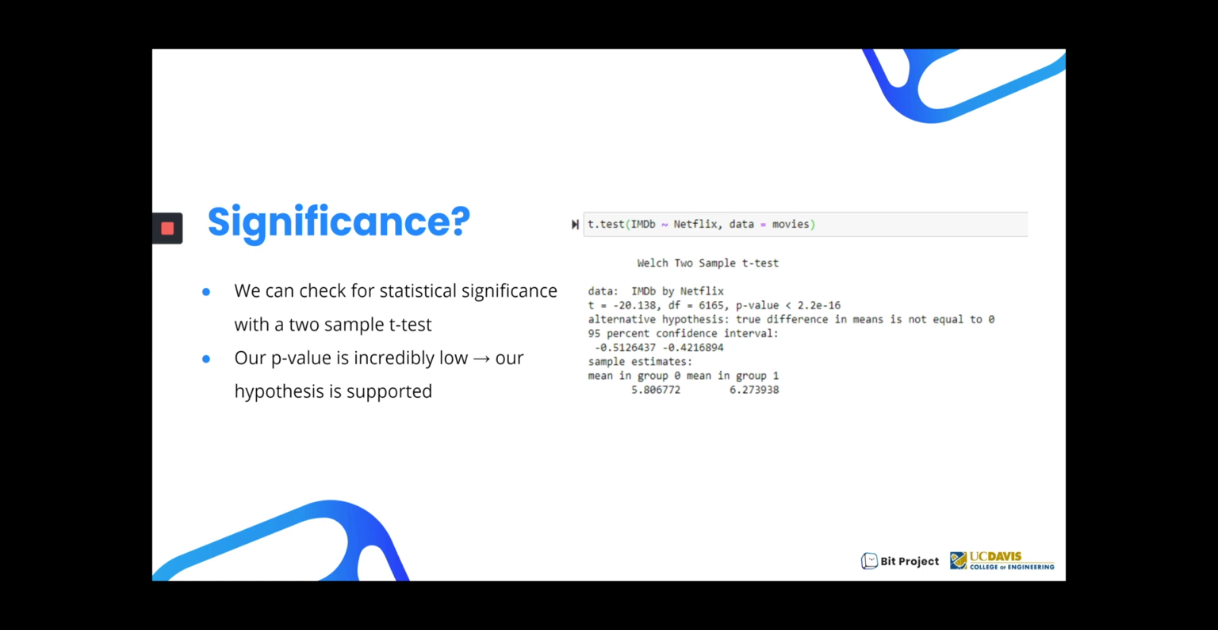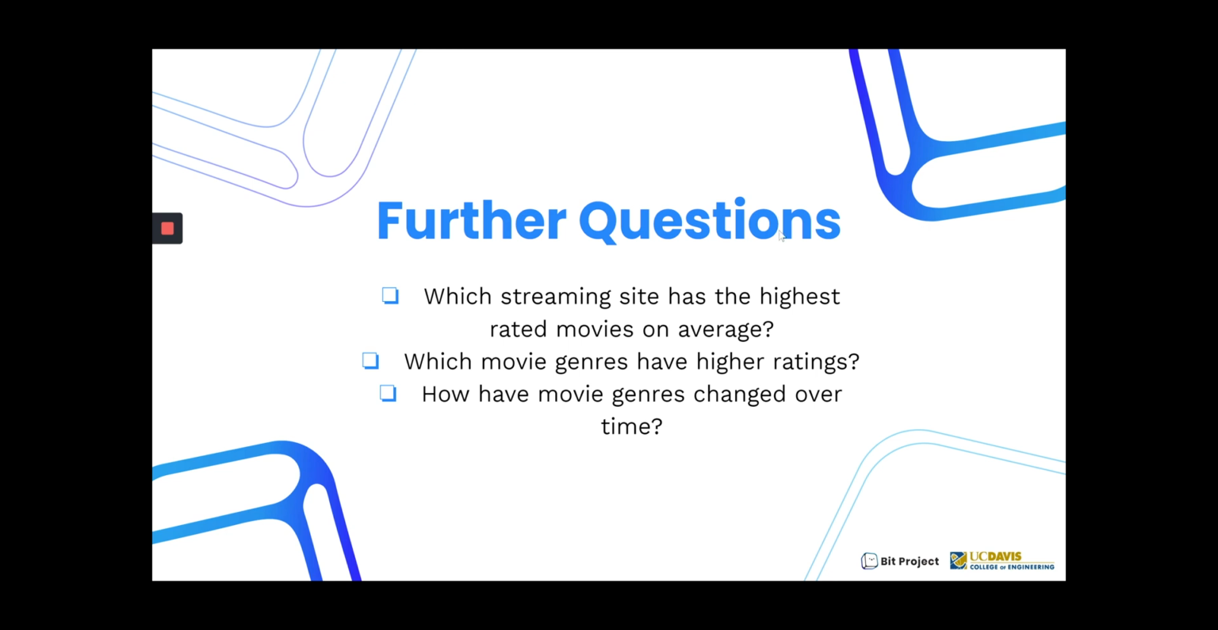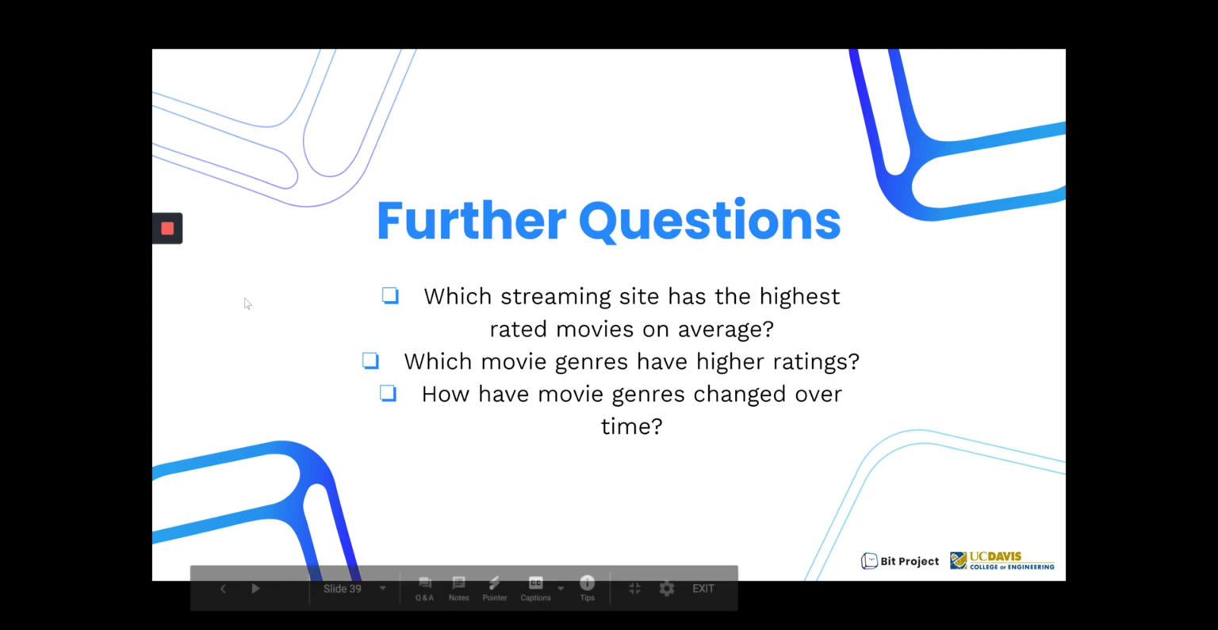Now this isn't particularly surprising, and there's definitely a lot more interesting questions you could ask. For example, maybe you want to know which streaming site has the highest rated movies on average, or which movie genres have higher ratings, or maybe even how movie genres have changed over time. And you can use the techniques I've shown here to answer each one of these questions and more. So I hope you've learned something, and I hope you continue playing around with the data on your own.